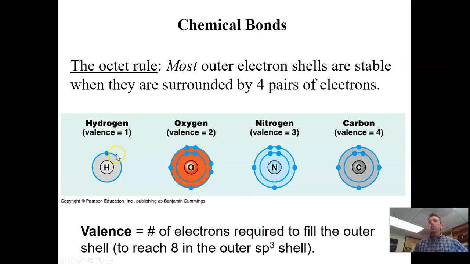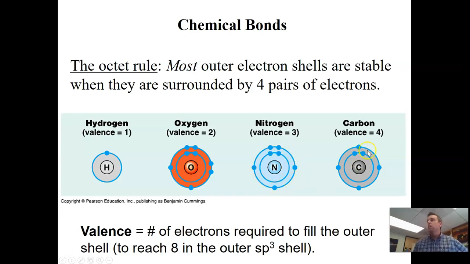All right, so oxygen here has 1, 2, 3, 4, 5, 6 out of 8 in its outer shell, and its valence is 2. It would need 2 more to fill the octet rule, 8 in its outer shell. Nitrogen has 7 total, but 5 in the outer shell. So in order to get to 8, it needs 3. It's basically missing 3 electrons to make sure it has its octet rule filled.